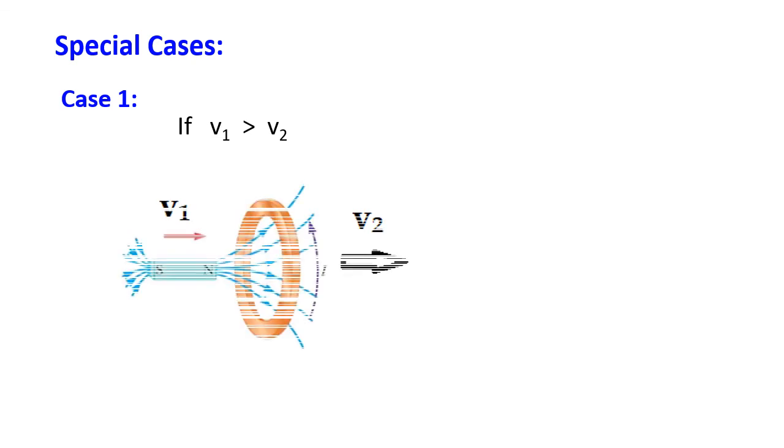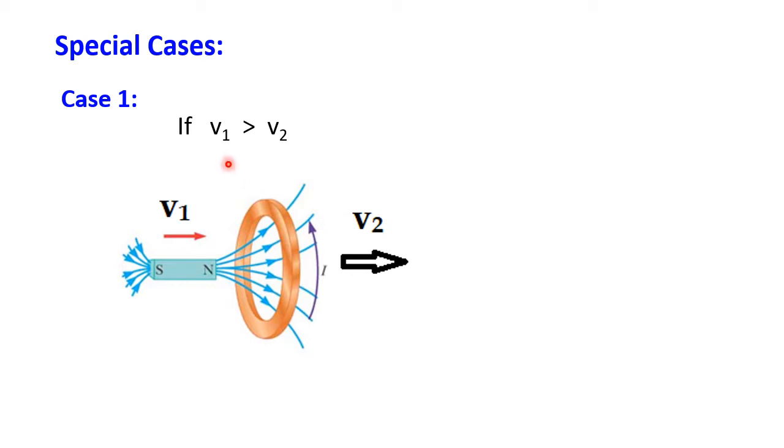Special cases. Suppose both the bar magnet and the coil are moving. Suppose v1 is the velocity of the bar magnet and v2 is the velocity of the coil. Before going to the case where the bar magnet moves with more velocity and the coil with less, if both are moving with the same velocity, then there is no change in magnetic flux, then there is no EMF. So compulsorily the flux has to change. If both are moving with the same velocity, then induced current will be 0.